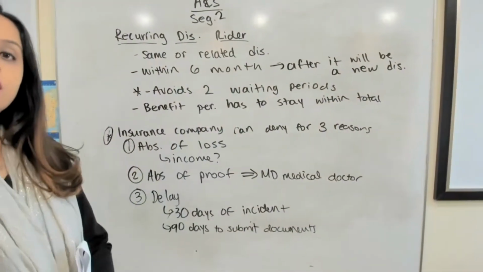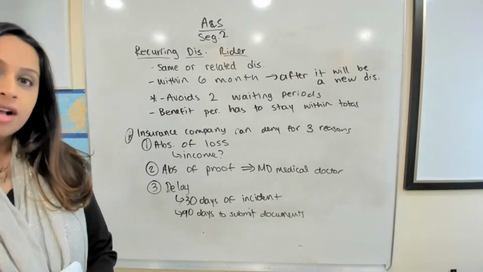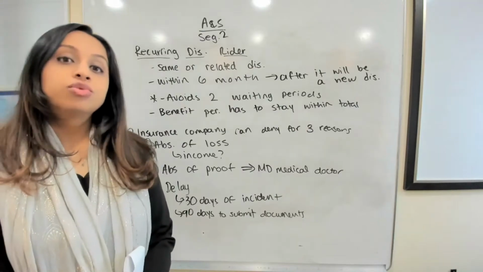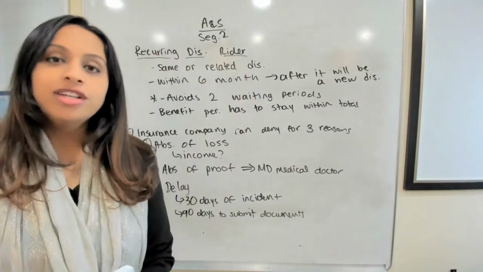So continuing on with the next rider that we're going to be talking about, the last rider for our segment today. The next rider that we're looking at is called the Reoccurring Disability Rider. Now, as you can see, this rider has a lot going on.